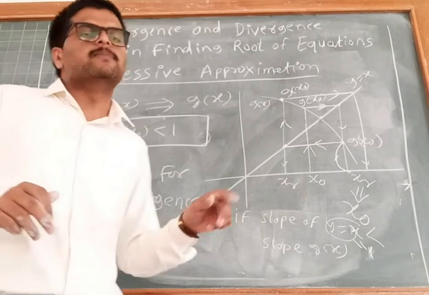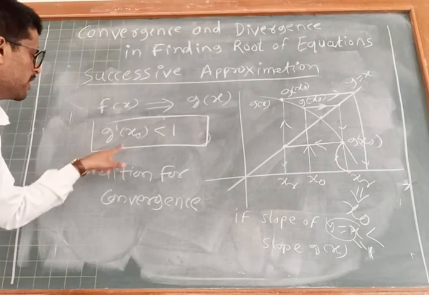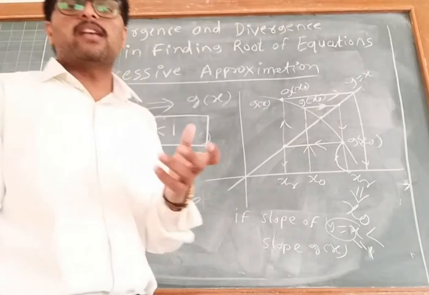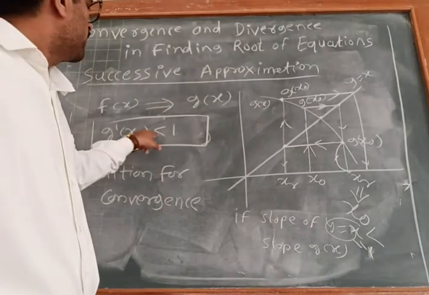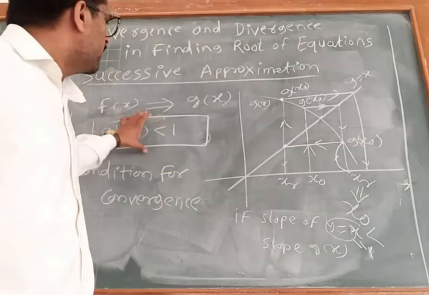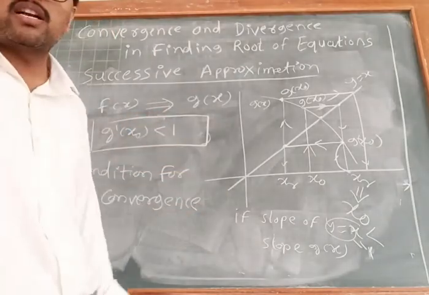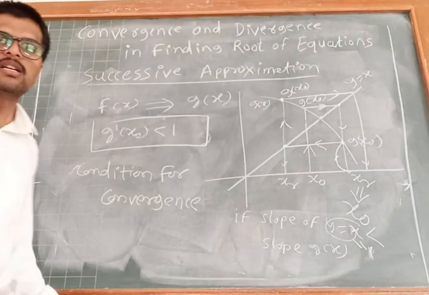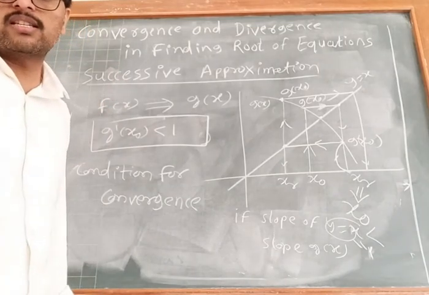So first you have to check whether the convergence condition is satisfied or not. Suppose one problem is asked based on the successive approximation method for 6 marks, and if you check this condition, you will get 1 mark. In the university examination, some marks are reserved for checking the condition. So you have to check this condition. If this condition is satisfied, then only you go for the first iteration, second iteration, and so on.